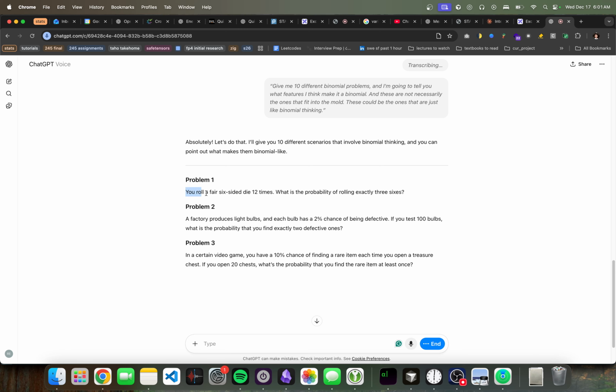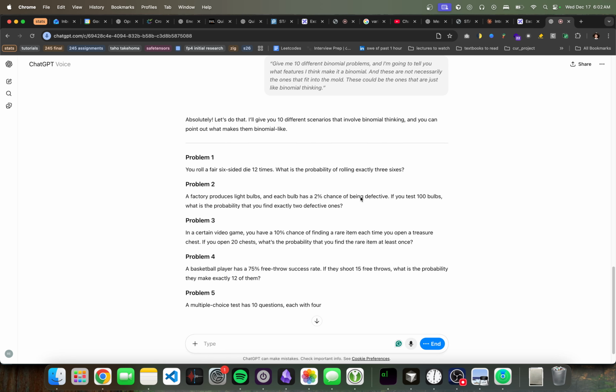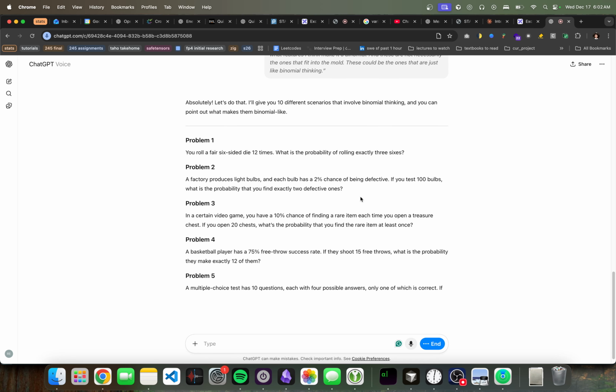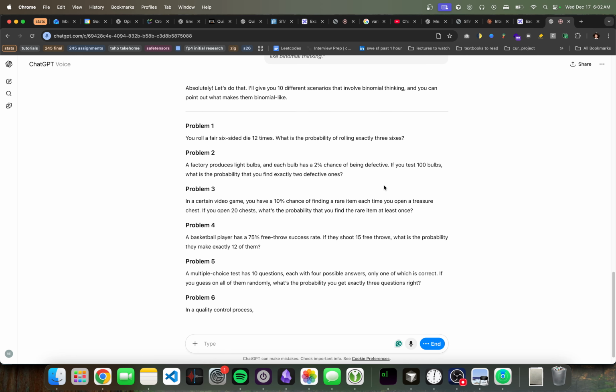If you open 20 chests, what's the probability that you find the rare item at least once? A basketball player has a 75% free throw success rate. If they shoot 15 free throws, what is the probability they make exactly 12 of them? A multiple choice test has 10 questions, each with 4 possible answers, only one of which is correct. If you guess on all of them randomly, what's the probability you get exactly 3 questions right?